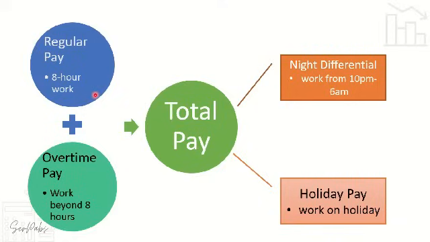Halimbawa, ang regular pay ni employee ay 500 per day. Kung siya ay mayroong night differential, kung sa gabi niya ginawa yung kanyang trabaho, between 10 p.m. to 6 a.m., so yung 500 niya will become 550. Merong additional 10%, which is 50 pesos, yung additional 10% ng 500.